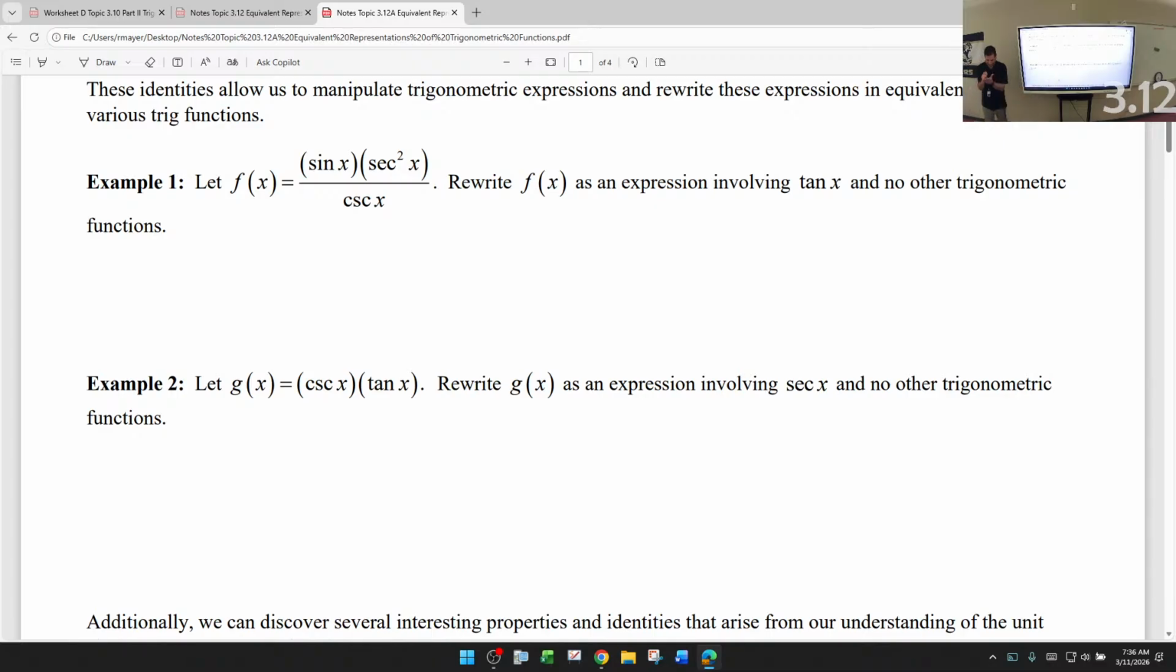Anytime we simplify things, guys, my suggestion is to change things into sines and cosines and see where it goes from there. You don't have to do it like that, but that's just my suggestion to get things started. What makes these difficult is that there are so many different ways to do it.